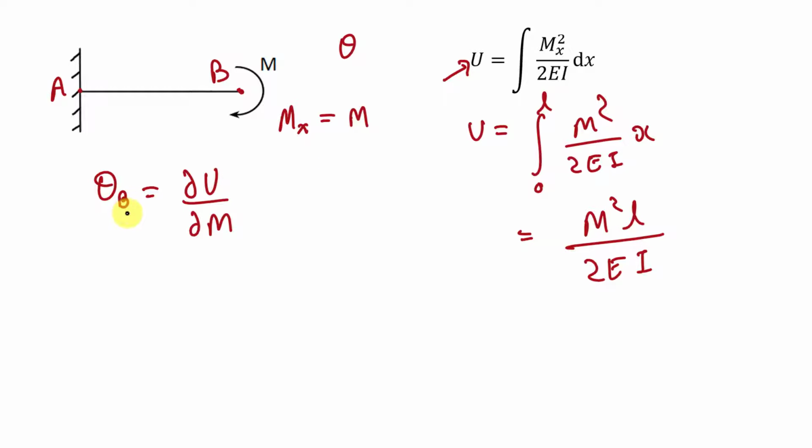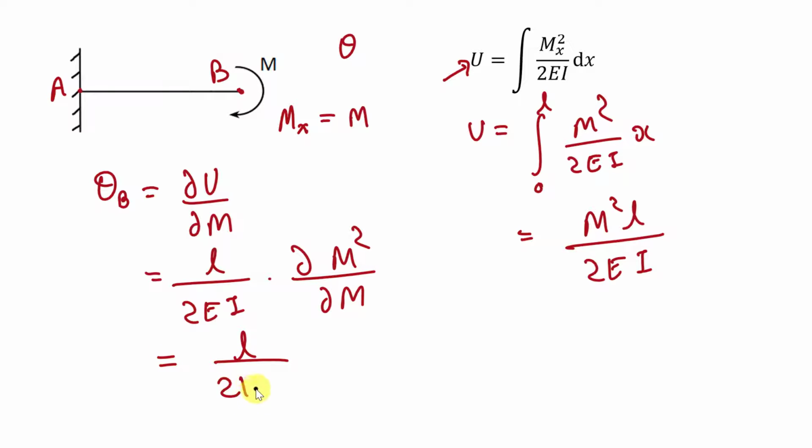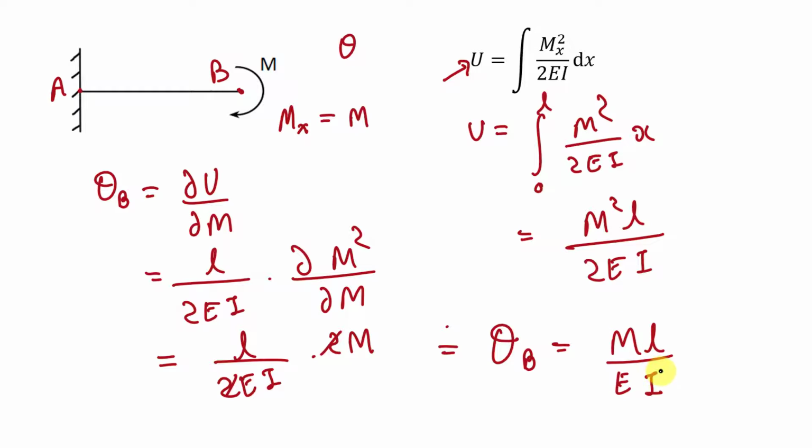Now we are going to find slope at point B. For that we have to take partial differentiation of strain energy with respect to M. So here we will take L, 2E and I as common. So it will be L divided by 2EI into del M square by del M. And here what will be the differentiation of this M square? It will be 2M, right? So we can write that L by 2EI into 2M. Here this 2 is cancelled, so we can write that slope at point B is equal to ML by EI. Fine.